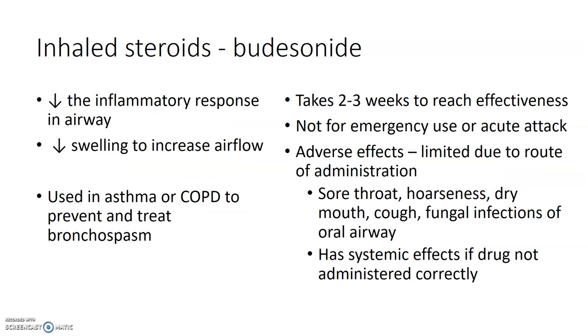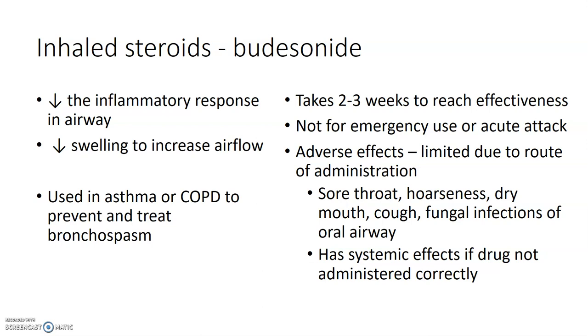An inhaled steroid that can be used is budesonide. It decreases the inflammatory response and decreases swelling to increase airflow. It is used to prevent and treat bronchospasm in asthma or COPD. Adverse effects include irritability and headache, and in the GI tract, it can cause a sore throat, hoarseness, dry mouth, pharyngeal and laryngeal fungal infections. So therefore, it is important for the patient to rinse their mouth after they use their inhaler.